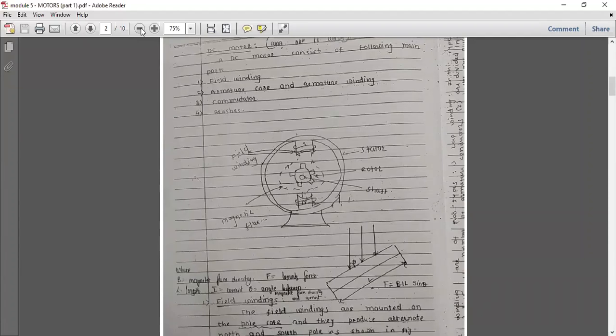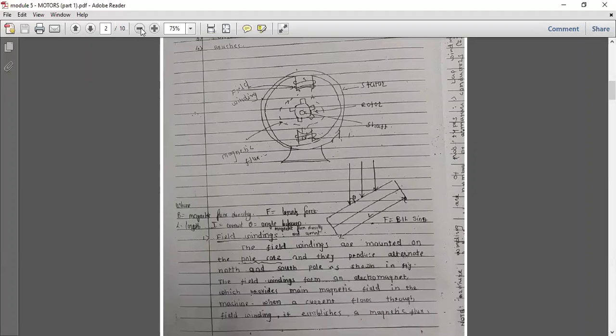Now, what we are going to do is classify these motors with respect to each point, and we need to understand how each point, that is each step of the working, deals with it. We are going to study first the field windings. Field windings, you can see, are related with respect to the brushes in the diagram. The field windings are mounted on the pole core, and they produce alternate north and south poles, as shown in the figure.